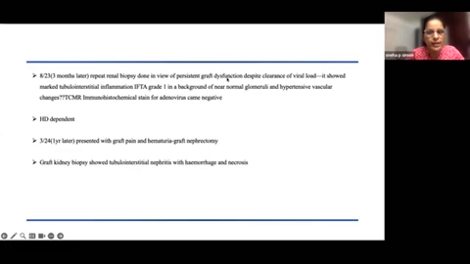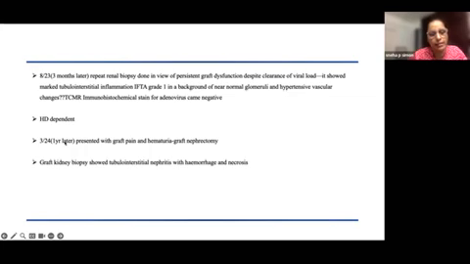In view of persistent graft dysfunction and despite clearance of viral load, we repeated the renal biopsy, which showed marked tubulointerstitial inflammation, IFTA grade 1, in a background of near normal glomeruli and hypertensive vascular changes. This time also, the immunohistochemical stain for adenovirus came negative. And the patient was HD dependent.